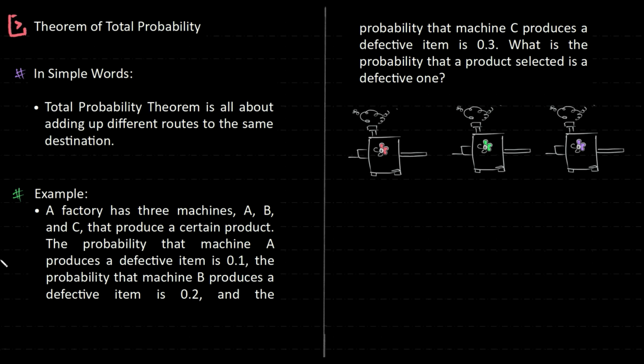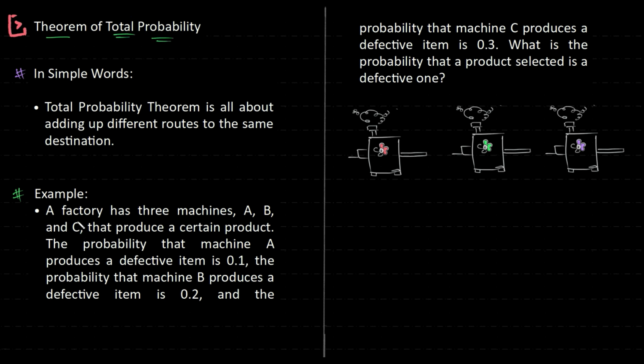To understand Bayes' theorem properly, to derive it and to use it, we need to understand the theorem of total probability. Now, what does the theorem tell? Total probability theorem is all about adding up different routes to the same destination. Not theorem, total probability, something to do with total.